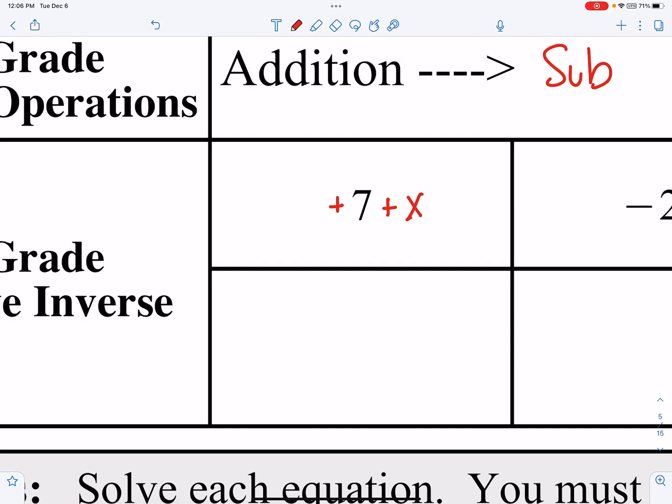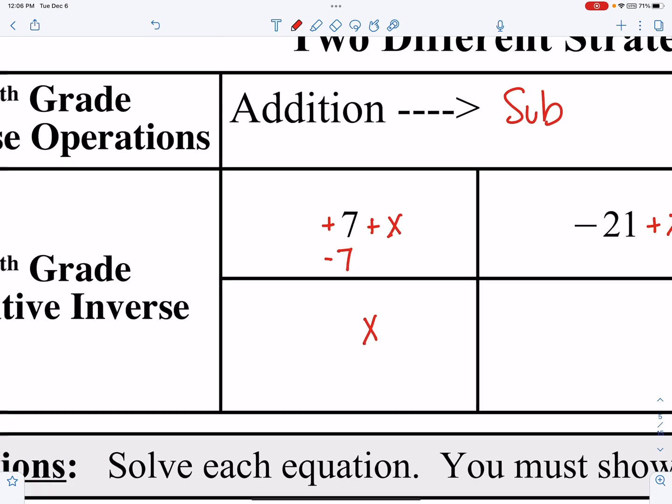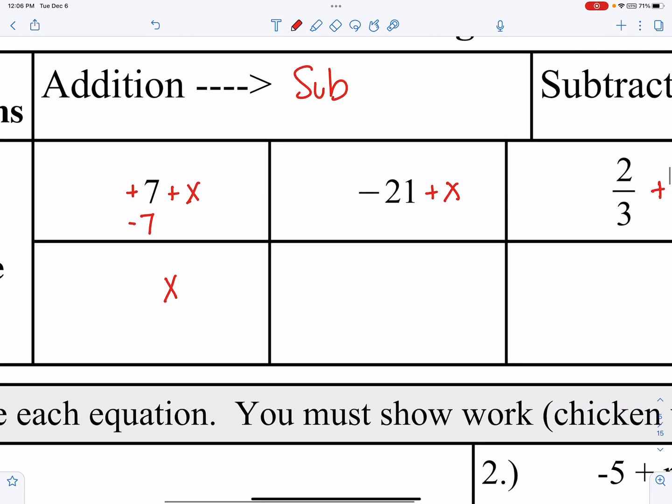So I have a positive 7. So to get rid of that and make a 0 pair, I'm going to subtract 7, and I'm left with 1x. Okay. Right here, I have a negative 21. So the additive inverse is add 21, or positive 21. That creates a 0 pair, and I'm left with x.